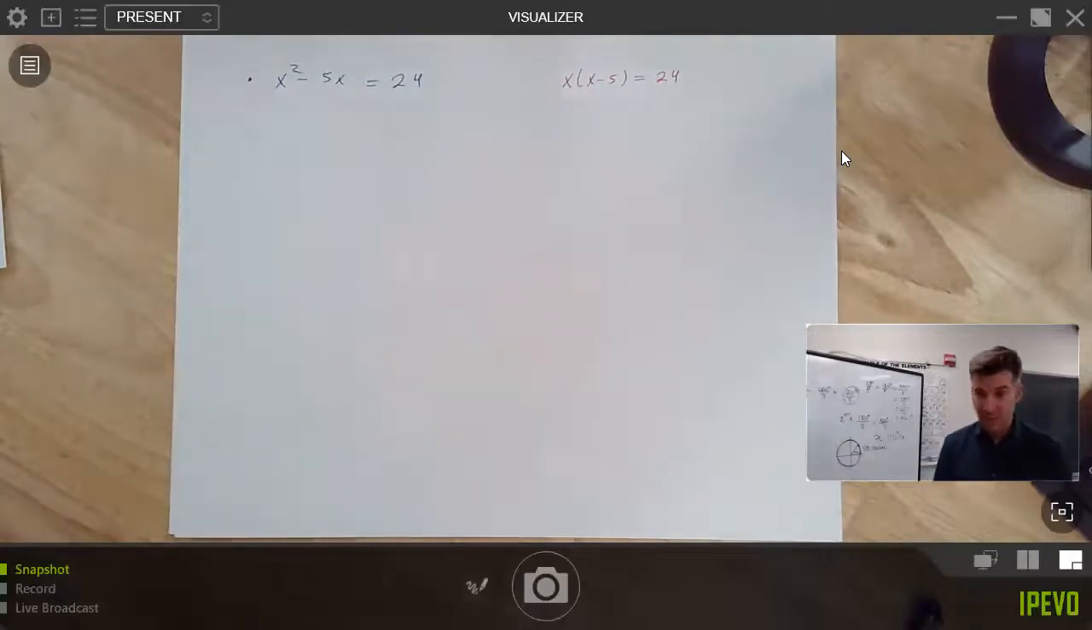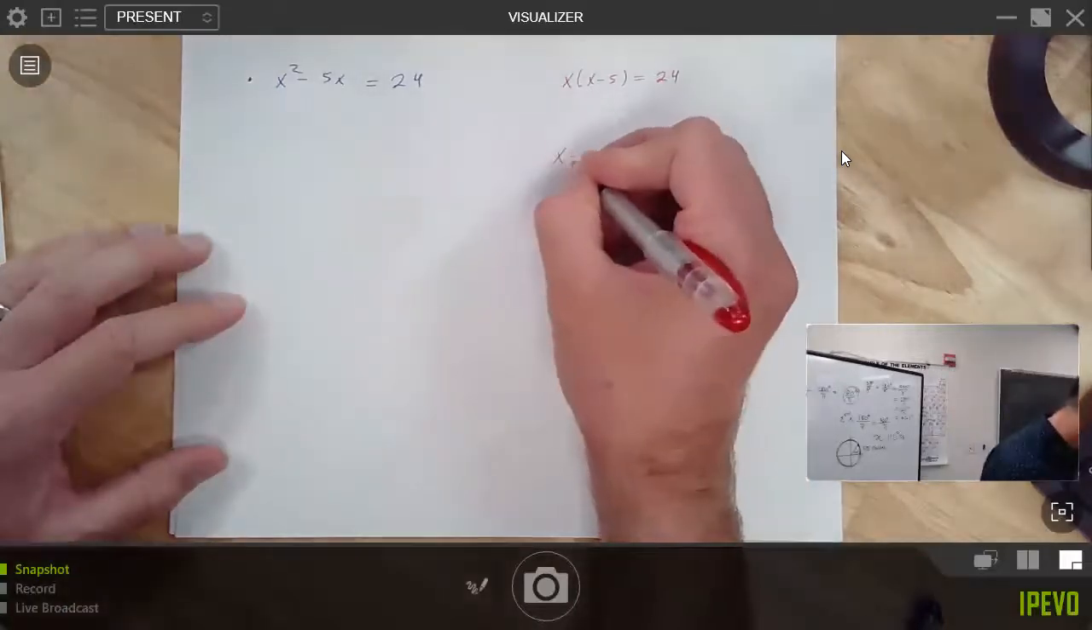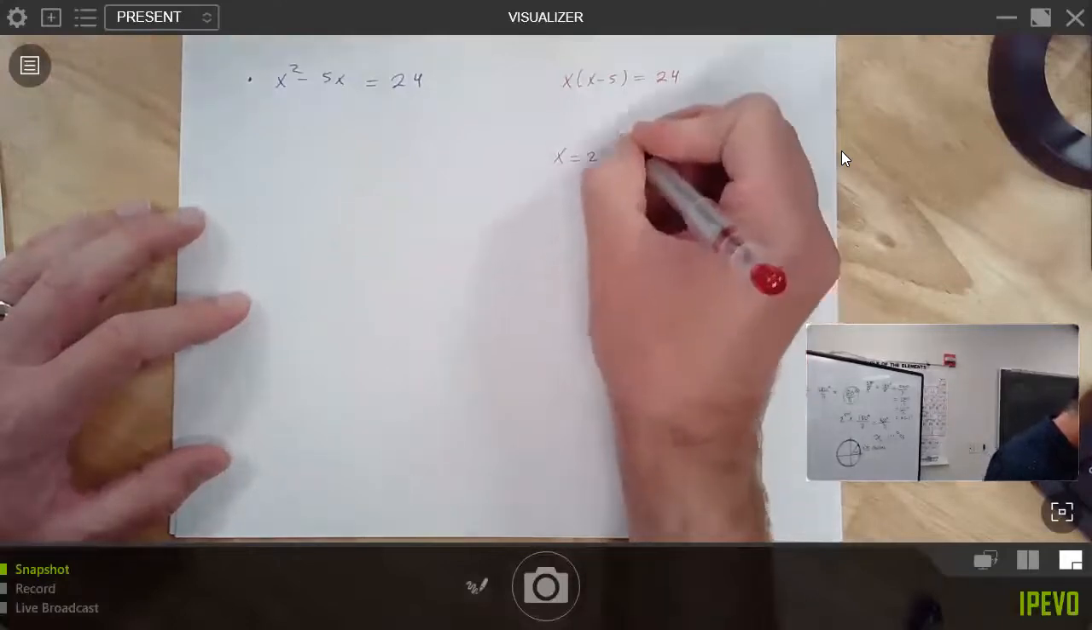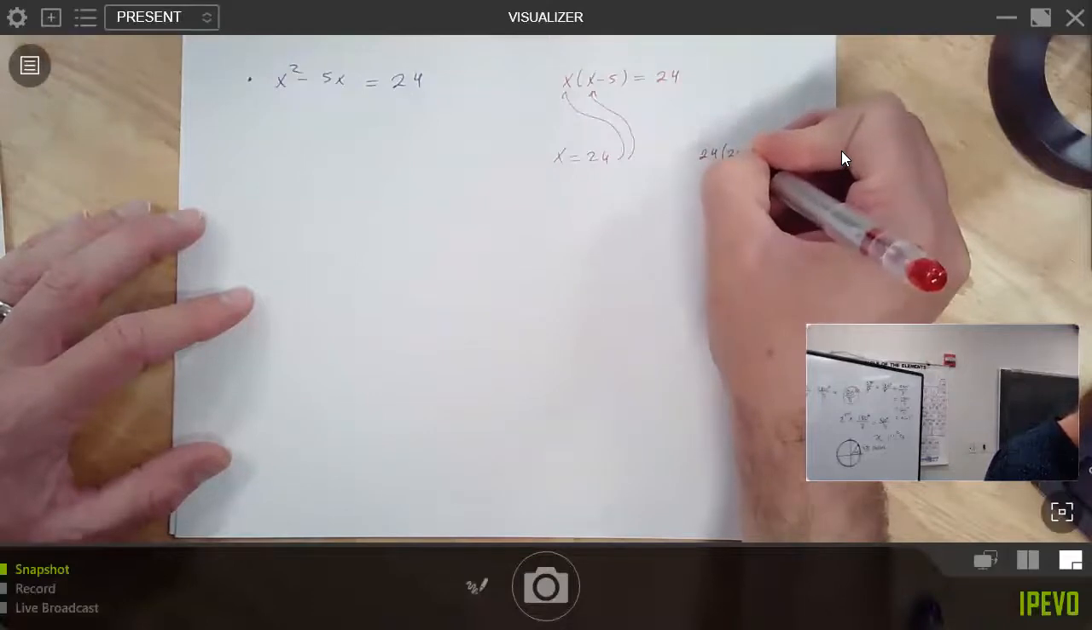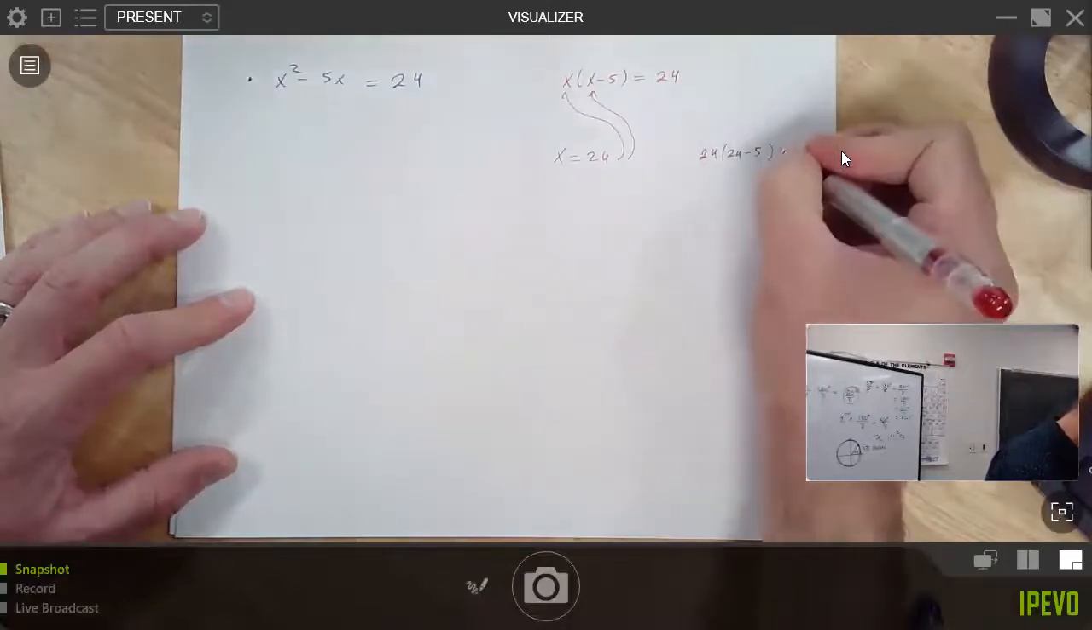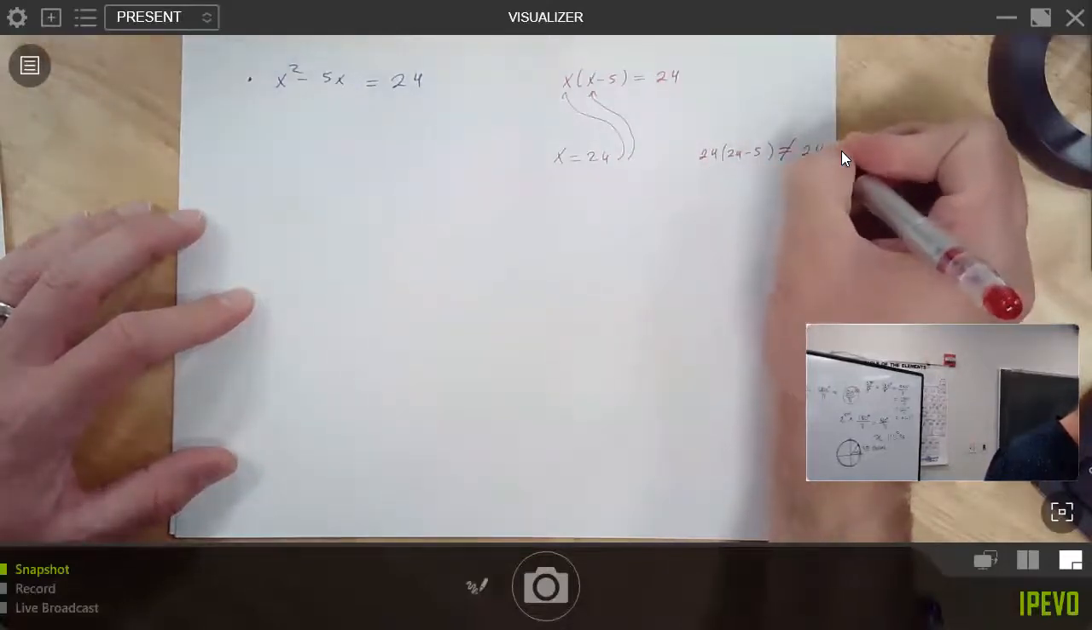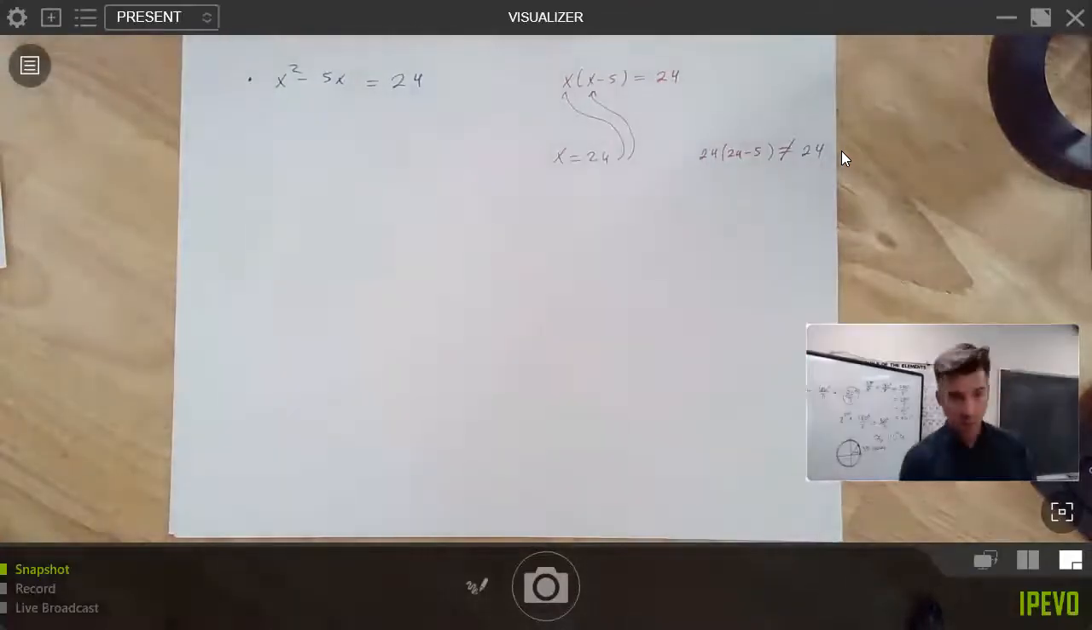The wrong thing people usually do here is they say, oh, x equals 24 or x minus 5 equals 24. And that's not right. Because if you say x equals 24 and you plug that back in, you get 24 times 24 minus 5. And that is definitely not equal to 24. So before you ever factor, you almost always want the thing to equal 0.